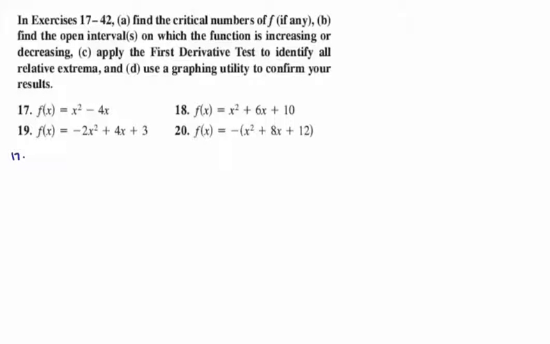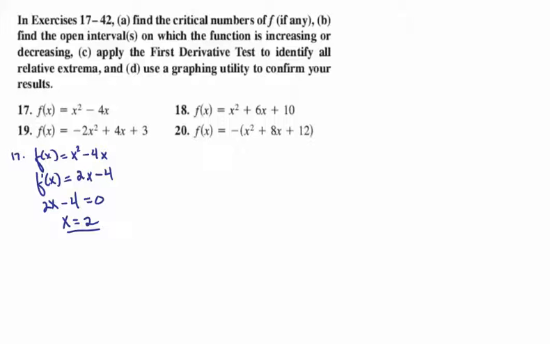Number 17, f of x is equal to x squared minus 4x. F prime of x then is 2x minus 4. We want to set that equal to 0. 2x minus 4 equals 0. Then we know that x has to equal 2. So that's our critical number there.